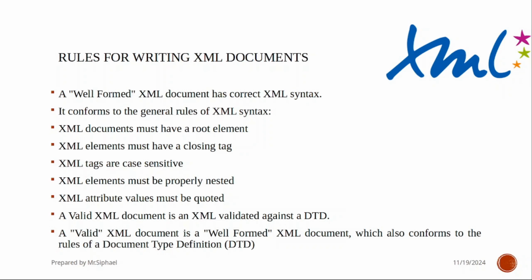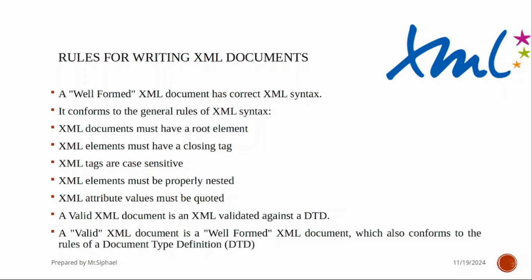So XML attribute values must be quoted. It's kind of like HTML. So the attribute values must be quoted. We'll see when we run our first XML code. A valid XML document is an XML document validated against a DTD, which is a document type definition.